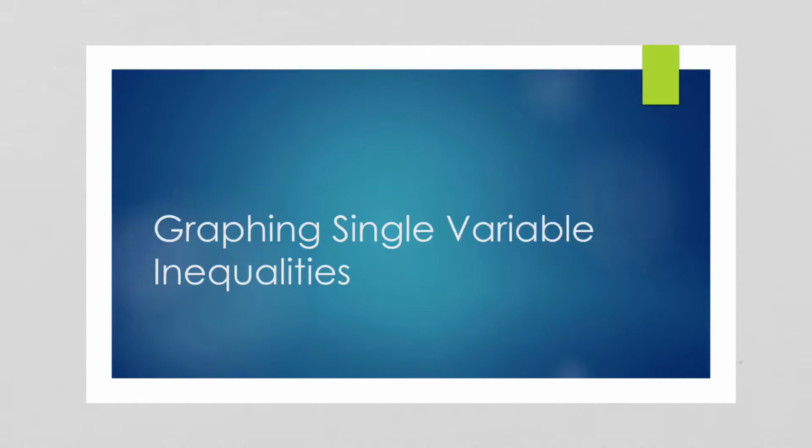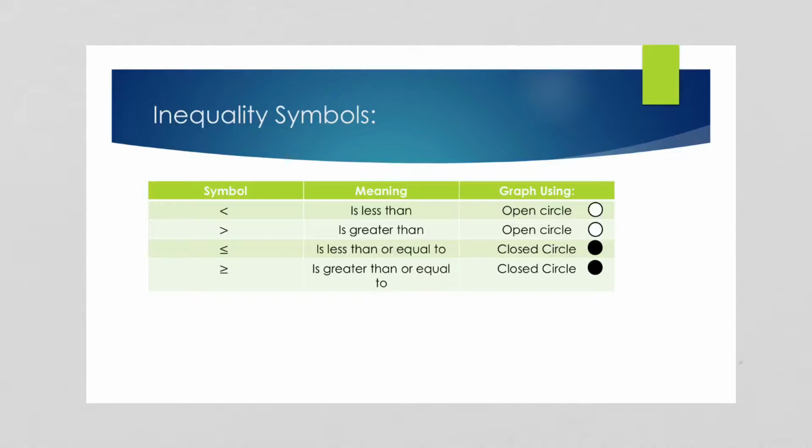All right, let's graph some single variable inequalities. It's important that you understand these symbols. Again, we read from the left to the right. When the smaller side is on the left, that's going to have is less than in it. When the bigger side is on the left, that's going to be is greater than.